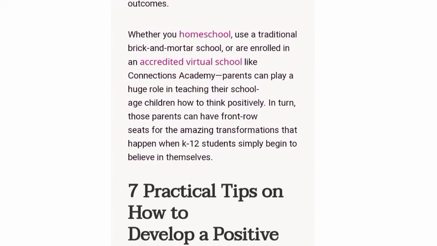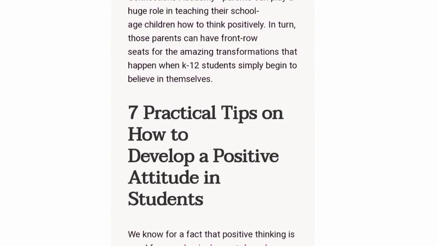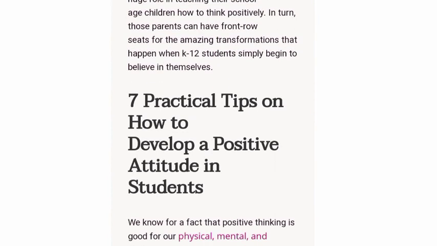Whether you homeschool, use a traditional brick and mortar school, or are enrolled in an accredited virtual school like Connections Academy, parents can play a huge role in teaching their school age children how to think positively. In turn, those parents can have front row seats for the amazing transformations that happen when K 12 students simply begin to believe in themselves. Now, we will discuss 7 practical tips on how to develop a positive attitude in students.